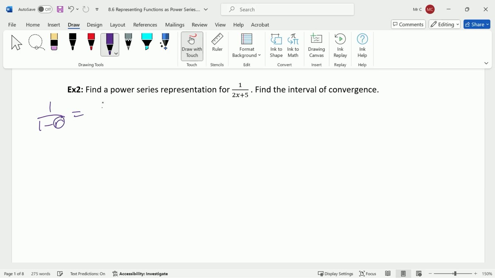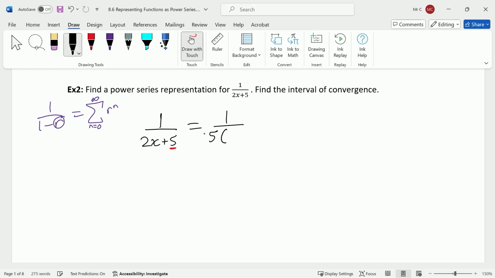And then I will be able to swap this in to my geometric series form, n equals 0 to infinity of r to the n. Okay, so that's the real challenge to most of these problems, figuring out how to write it as 1 minus r. Well, the first thing I notice here is that I've got this plus 5, and I sure would prefer if this was a positive 1 instead of a plus 5. So what I'm going to do is factor a 5 out.